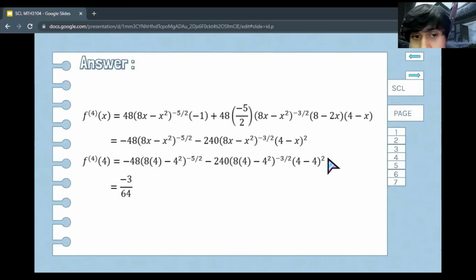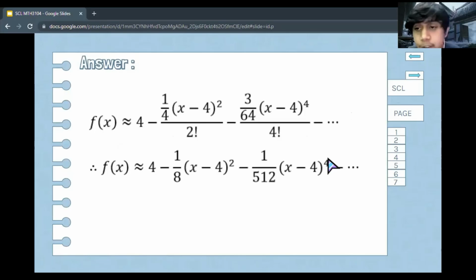From all this calculation work, now we can do the general solution. So we got the function approximately equal to 4 minus 1 over 4 times (x minus 4) to the power of 2 over 2 factorial minus 3 over 64 times (x minus 4) to the power of 4 over 4 factorial. So the final answer we got is 4 minus 1 over 8 times (x minus 4) to the power of 2 minus 1 over 512 times (x minus 4) to the power of 4. Oh, I think that's all from me. Thank you.